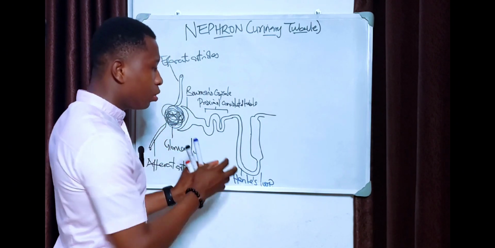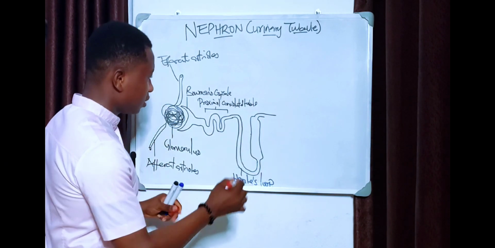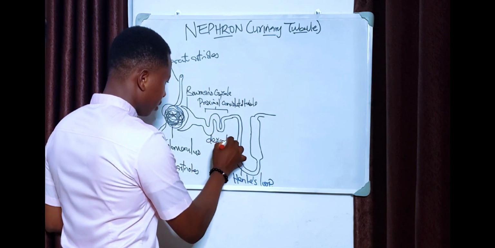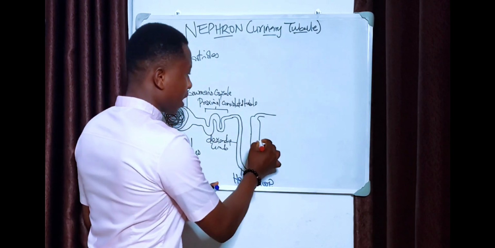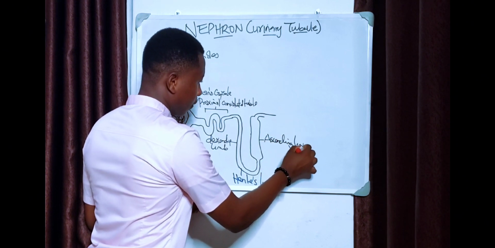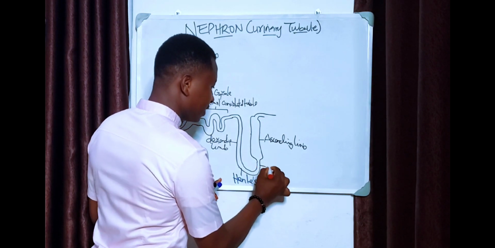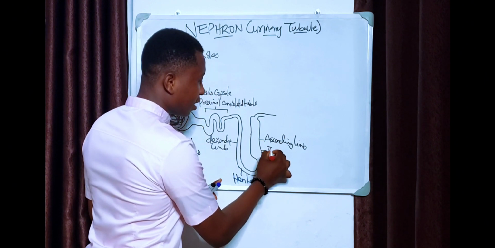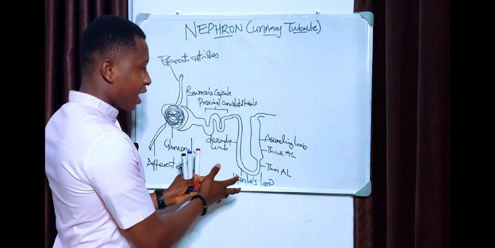And it is divided into two parts. We have the descending limb and the ascending limb. So this point is referred to as the descending limb, and this part is referred to as the ascending limb. All right. Now, the ascending limb has two parts as well. We have the thin ascending limb, and the thick ascending limb. All right. So that's what the Henle's loop looks like.